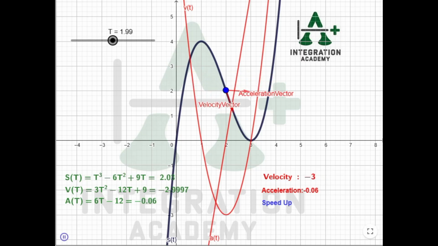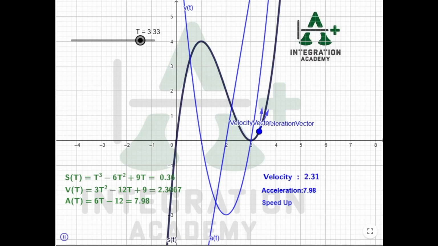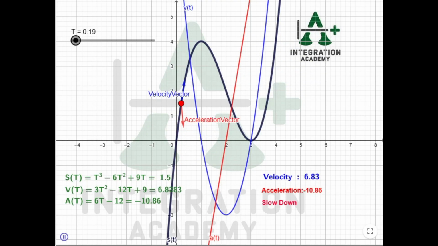The red arrow represents acceleration. It points in the direction of velocity change. If velocity and acceleration have the same sign, the object speeds up. If they have opposite signs, it slows down. We also add a blue velocity arrow parallel to the tangent line and a red acceleration arrow parallel to the acceleration line. These vectors show how motion changes.